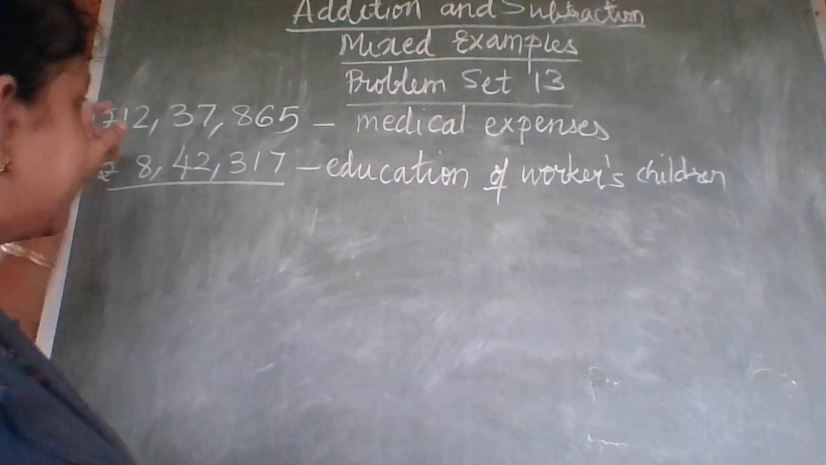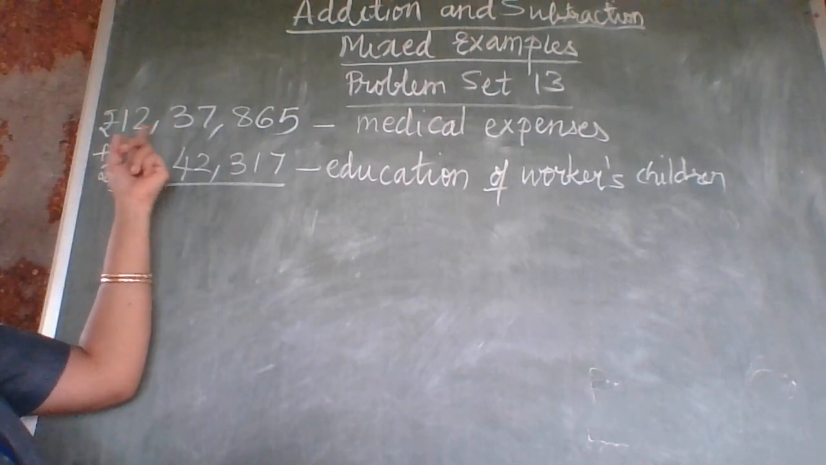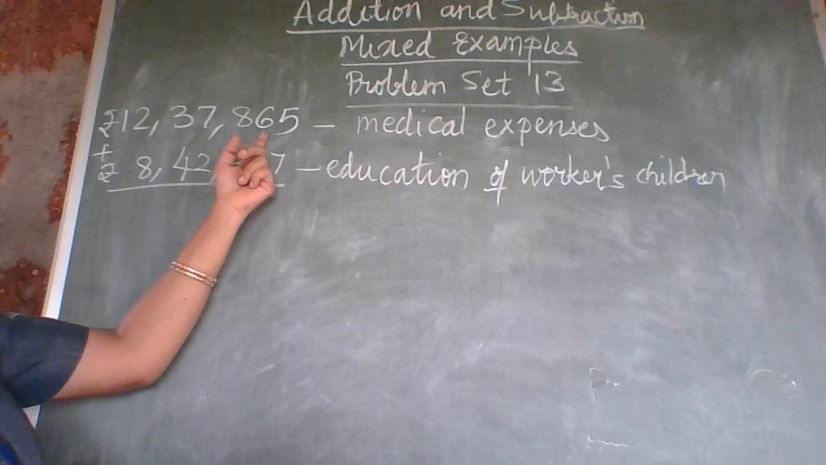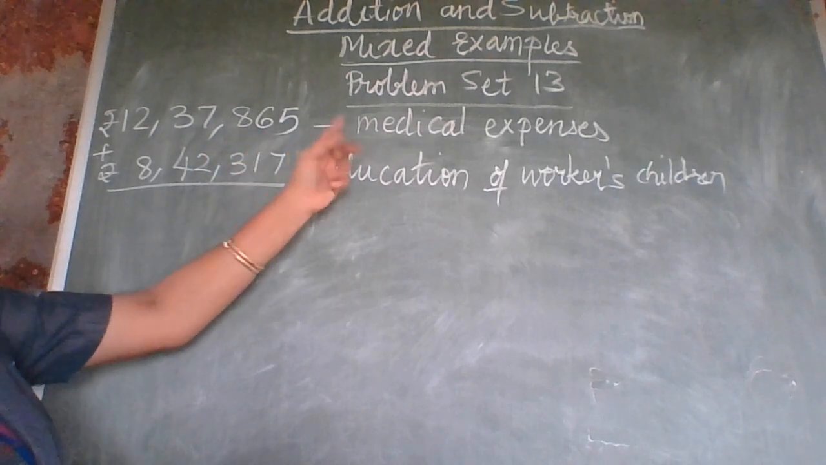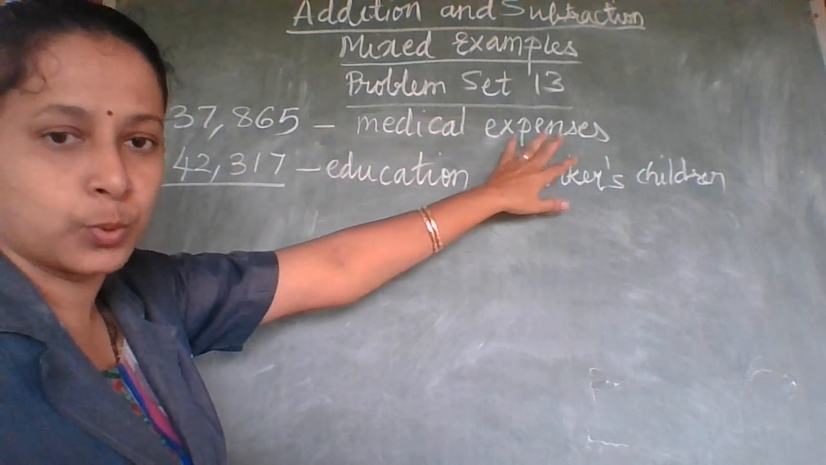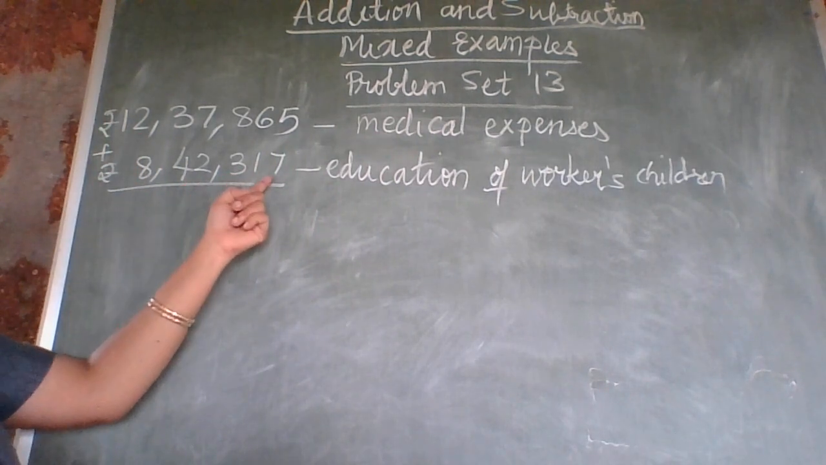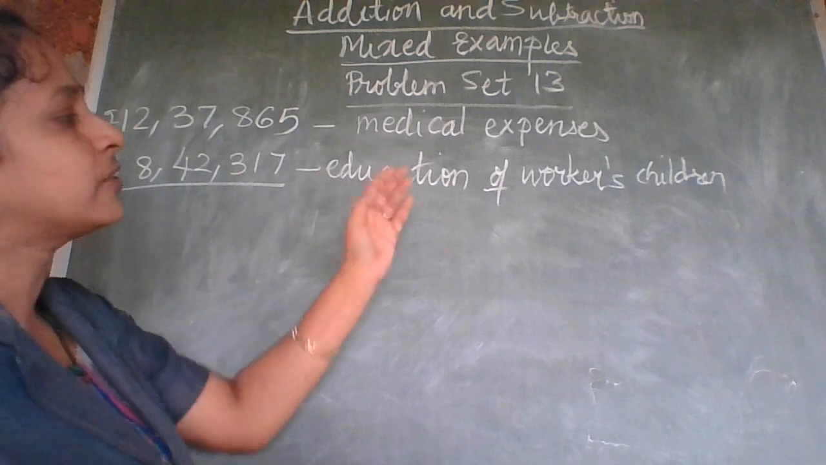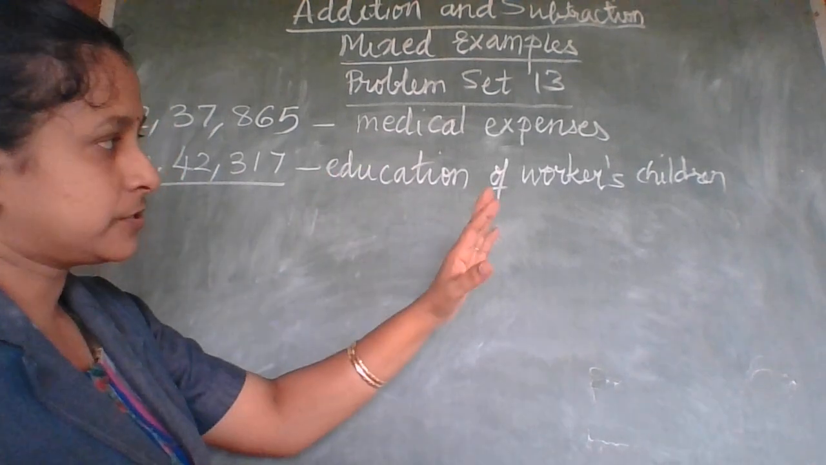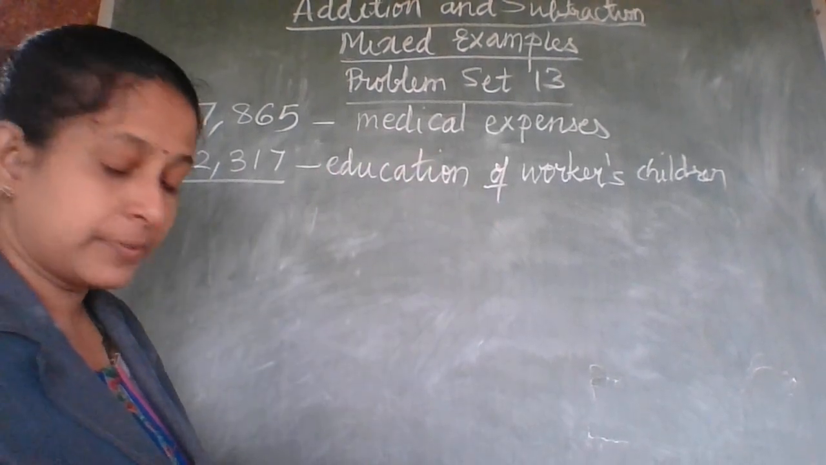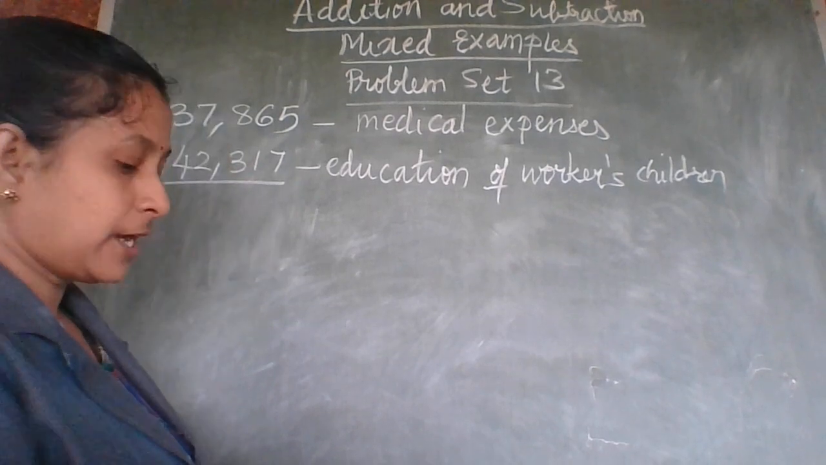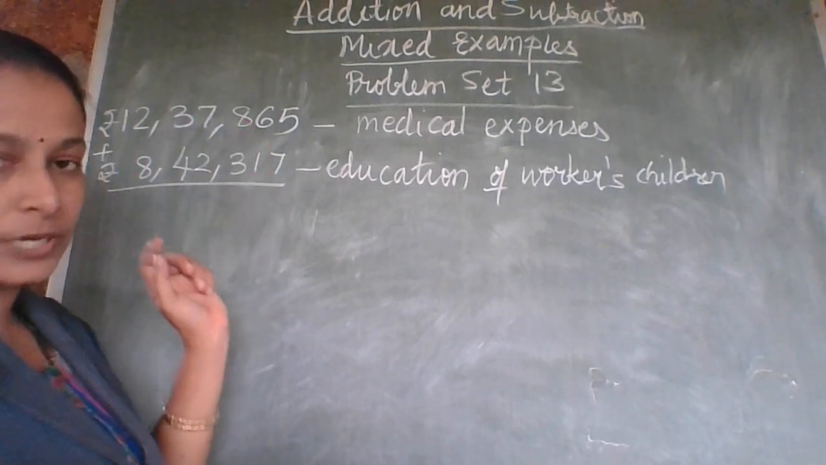Okay, so the data is: rupees 12,37,865 were spent on medical expenses of the workers, and 8,42,317 rupees were spent on the education of workers' children. So from the labor fund, fine. So now we have to find out what was the total amount of this.